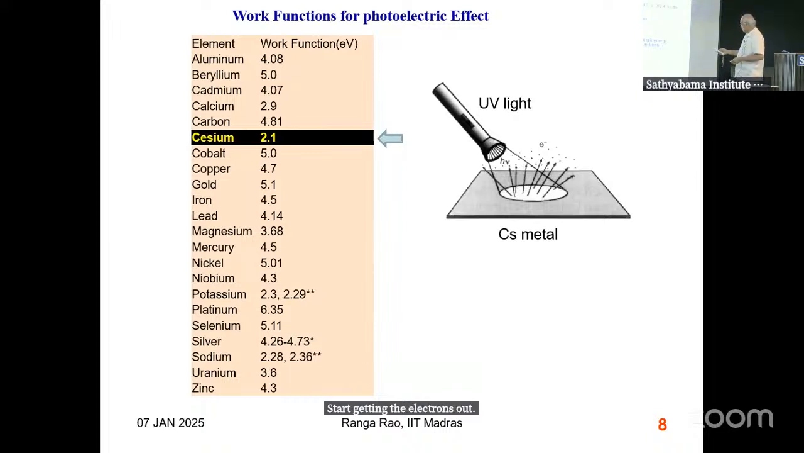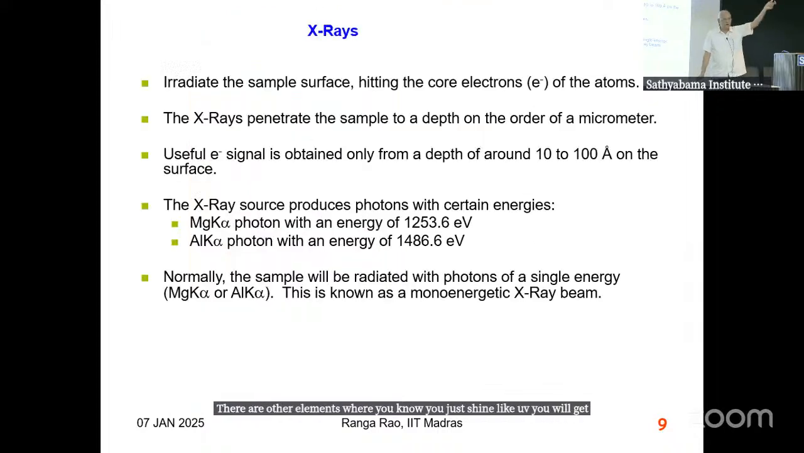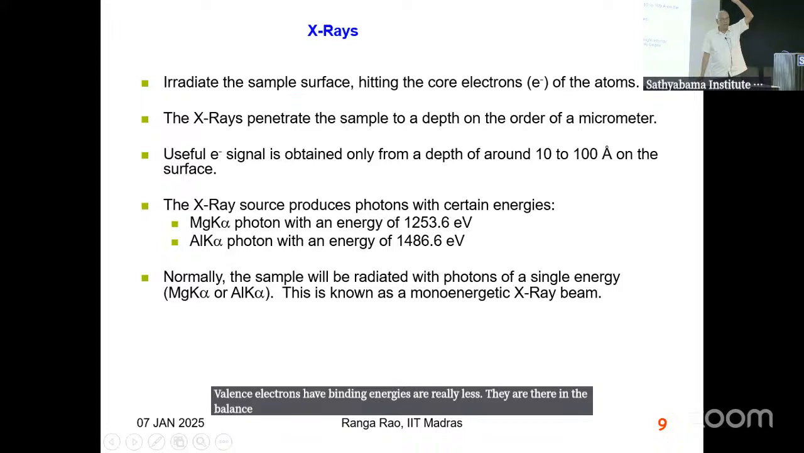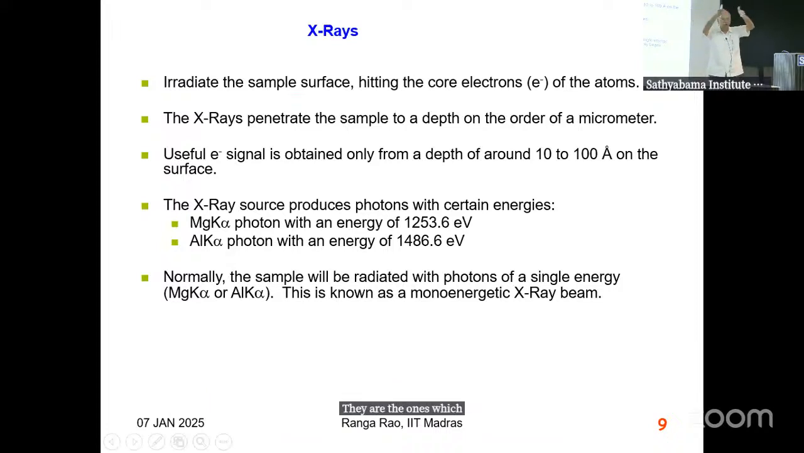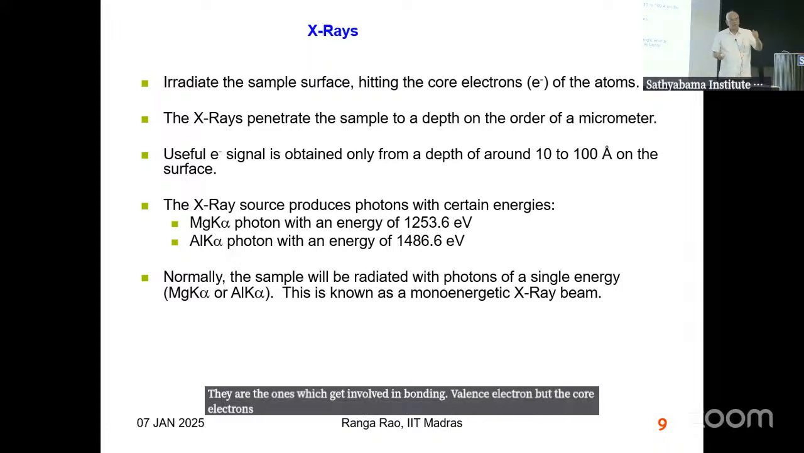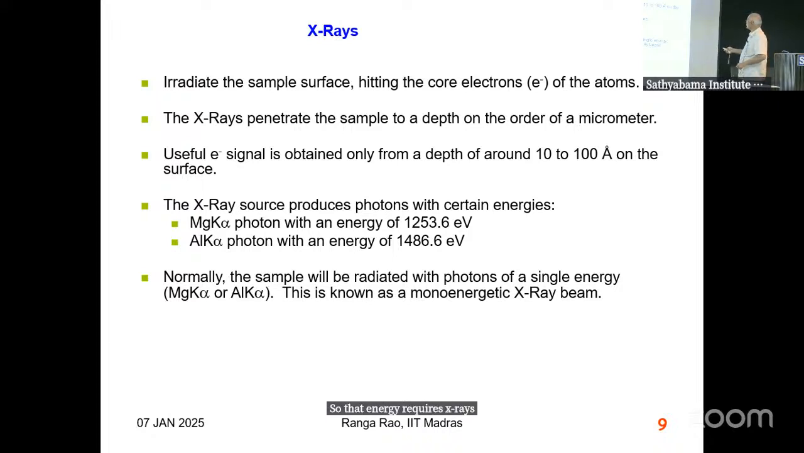But then we need X-rays, because you need to remove the core electrons. There are other cases where you just shine UV light, and only valence electrons will come out. Valence electrons have very low binding energies. They are in the valence shell, so they are easy to remove. They are the ones involved in bonding. But the core electrons need much higher energy to get removed. That energy requires X-rays. Okay, so you need X-rays.